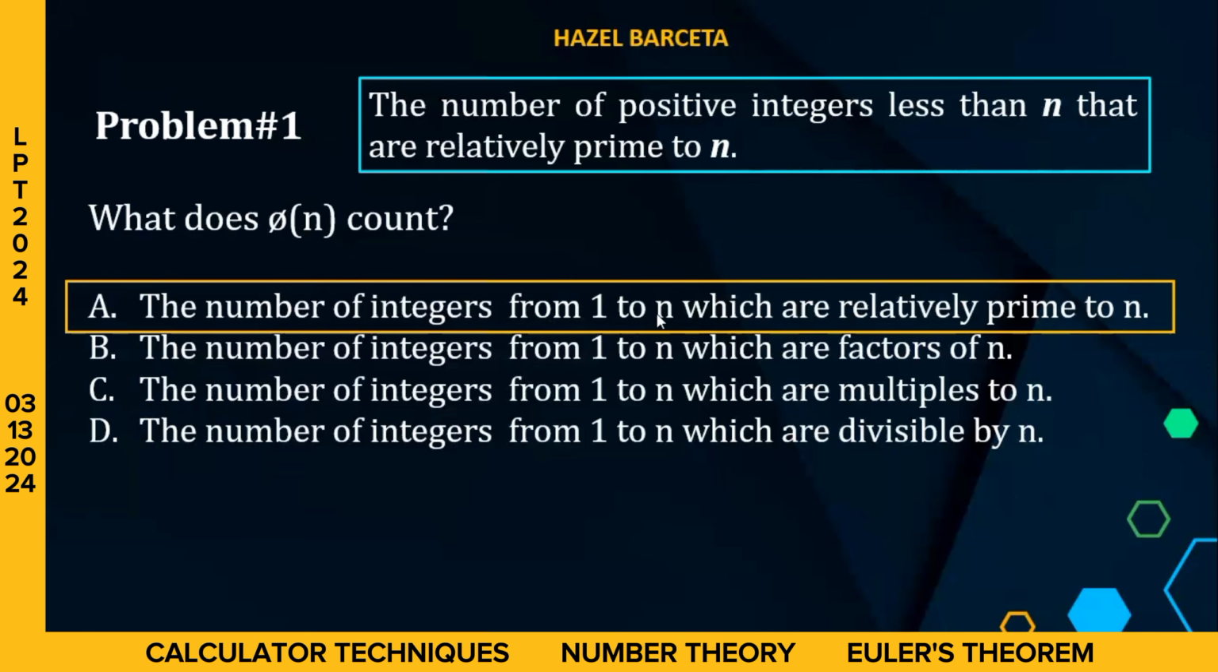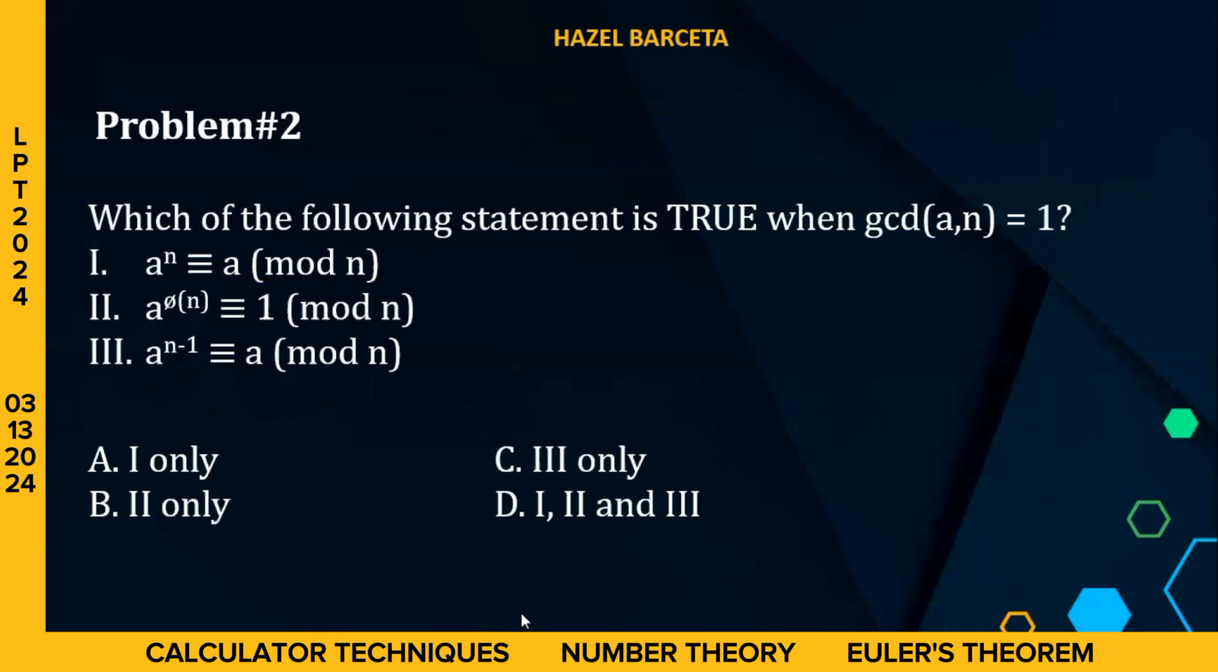Dahil ito po dapat less than, hindi from 1 to n. Kasi kapag from 1 to n, ibig sabihin kasama po si n. While dito po ay less than n. Okay po? Pero ito na nga po uulitin lang na ito po yung pinakamalapit. Ayan po. So, problem number 2.